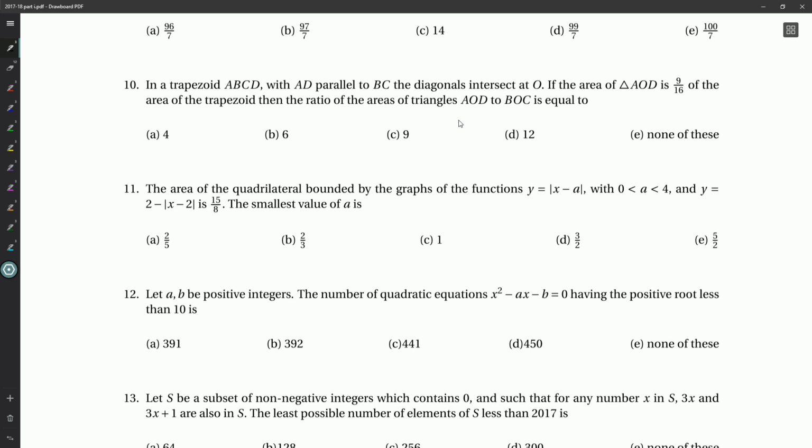We're on question number 11 from our Alberta math contest from the 2017-2018 year. The area of the quadrilateral bound by the graphs of the functions y equals the absolute value of x minus a, where a is between 0 and 4, and y equals 2 minus the absolute value of x minus 2, is 15/8. The smallest value of a is.